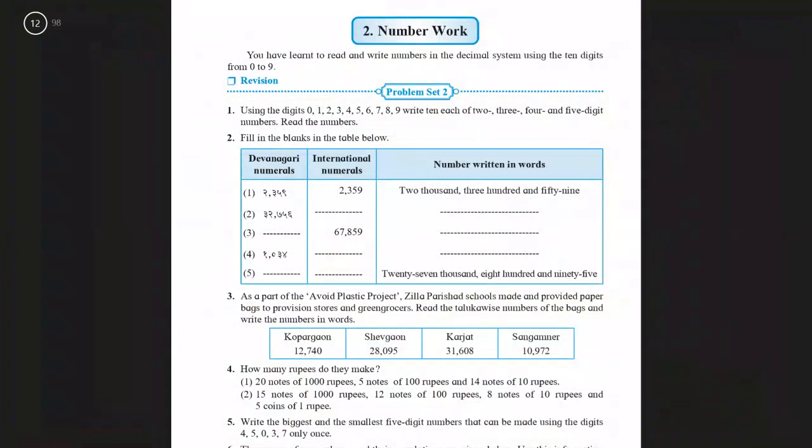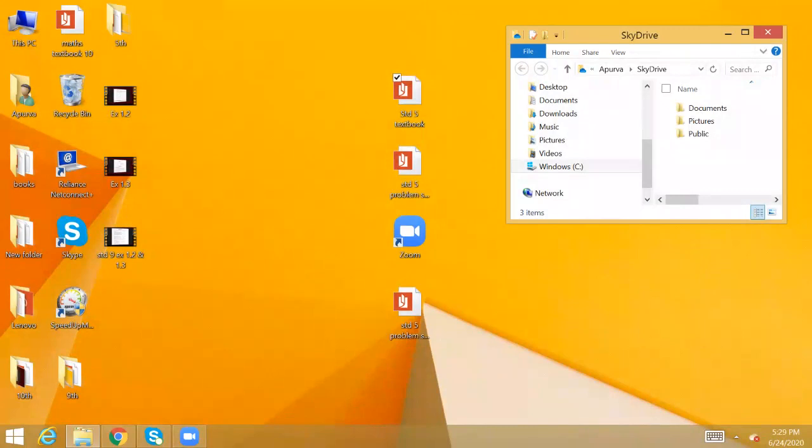Next, the second question, fill in the blanks in the table below. Now the first one, they have shown you an example. They have written the first number in Devanagari numerals. Okay, that's in Hindi. The second one, international numerals, 2359. And they have written the number in words. Now what you are supposed to do is, depending upon where the blanks are, you are supposed to fill it up. Now for example, the second one, 32,756. Okay. Now I'll show you how to do that.